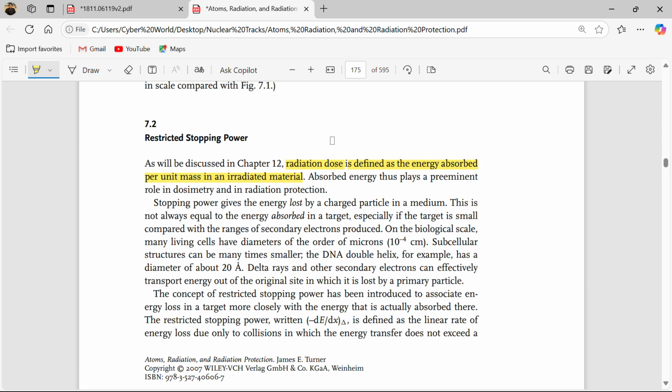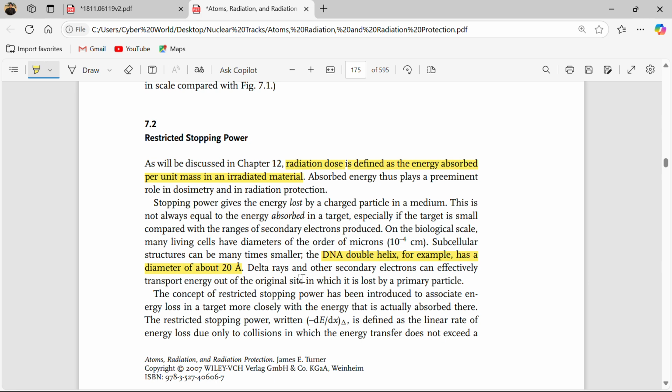And if the target is small as compared to the range of the secondary electrons produced, understood? Here you can see the dimension given for, let's suppose, our DNA double helix, which has a diameter of 20 angstrom, 20 multiplied by 10 to the power minus 8 centimeters. So delta rays and other secondary electrons can effectively transport energy out of the original site in which it is lost by a primary particle.